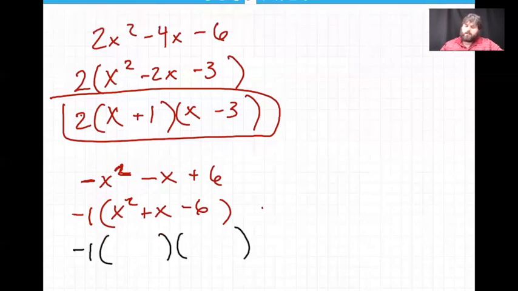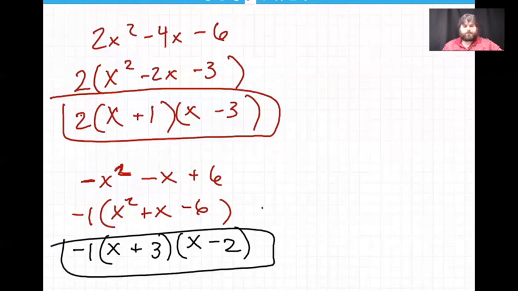You want to keep trying to factor this. Two numbers that multiply to be 6 are 3 and 2. And what will they add or subtract to be +1? I'm going to need a +3 and a -6. That way they multiply to be -6 and add to be +1. So there's our factorization. Okay, all right, not too bad.